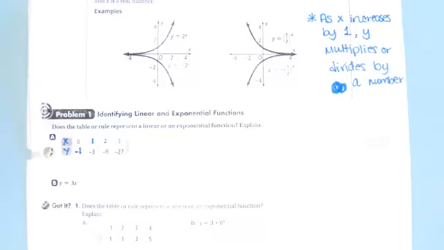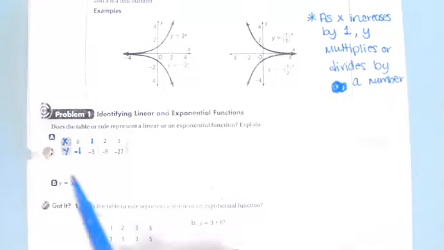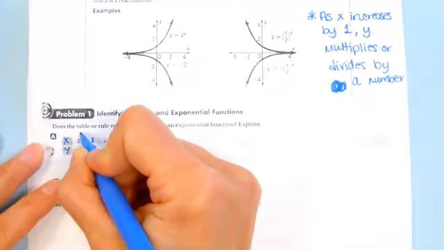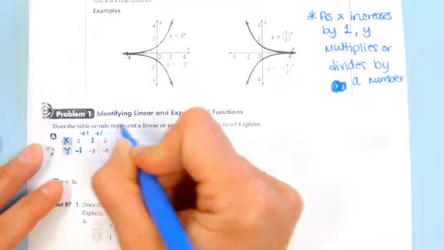Okay, so the first thing is, does the table or rule represent a linear or an exponential function? So linear means that it's constantly increasing or decreasing by the same rate, meaning as X increases by 1, Y is either adding something or it's subtracting something. That's linear, okay? Exponential means as X increases by 1, Y is either multiplying by something or dividing by something. So X is increasing by 1 here, right? We're adding 1 each time on the top.